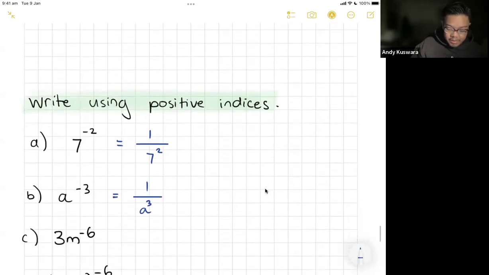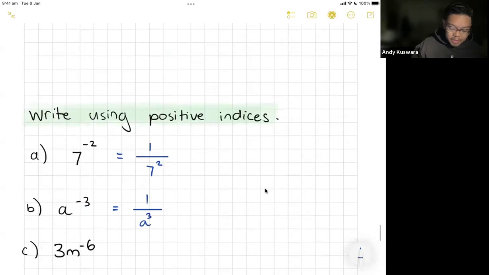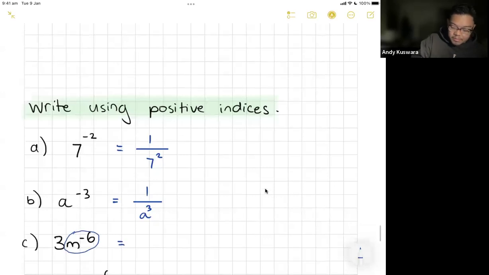All right, let's continue. Now, what happens if I have 3m to the -6? This is an interesting one because remember that -6 only belongs to the m. Okay, so now I've got this other number. I want you to think that the 3 will stay on top because that doesn't move, but your m goes to the bottom because it's connected to that -6. And so now the power becomes +6.